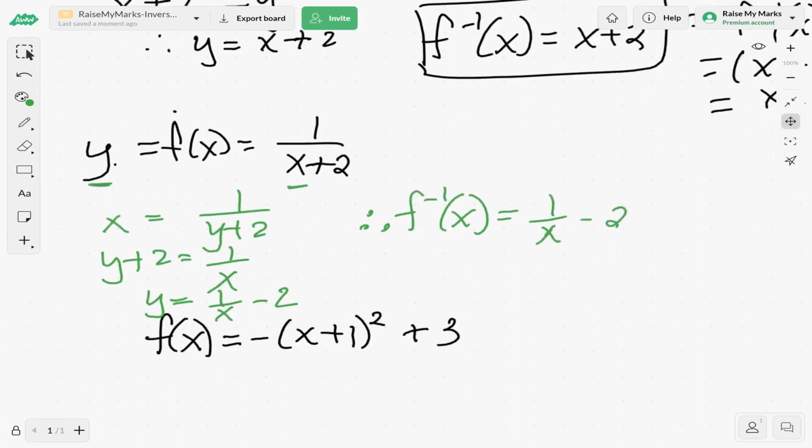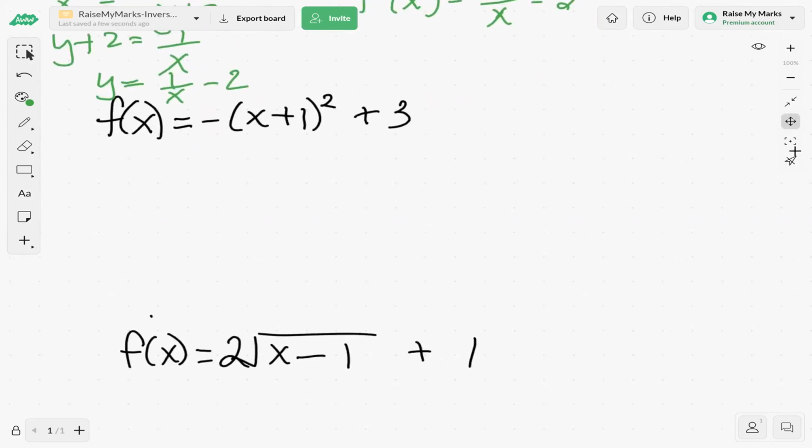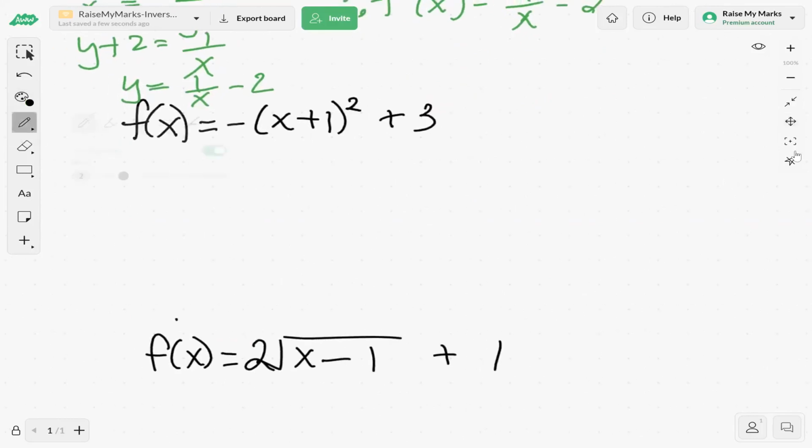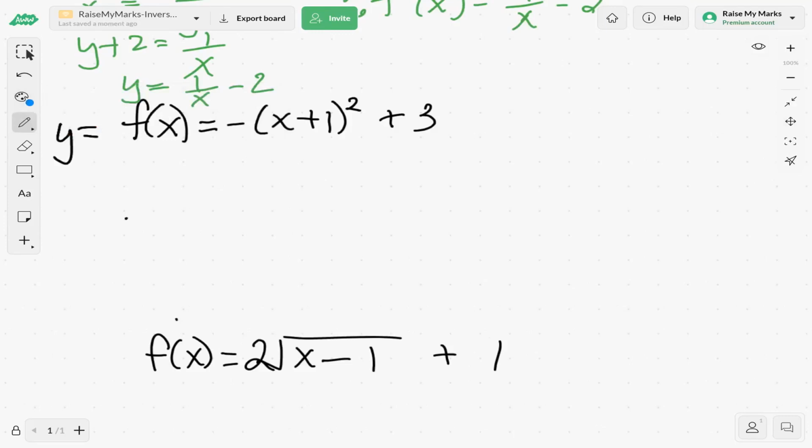One last example. Oh, no, we have two. Oh, lucky us. Okay. So f of x equals negative, x plus 1 all squared, plus 3. So again, first step is let's let y equal our function. Let's interchange the y and x values. So now we have not values, but rather variables. So x equals negative, y plus 1 all squared, plus 3.